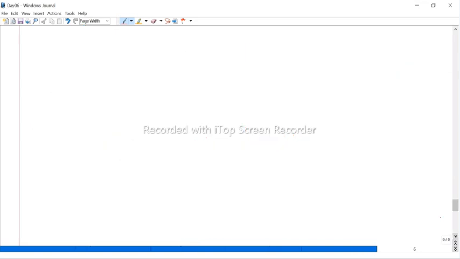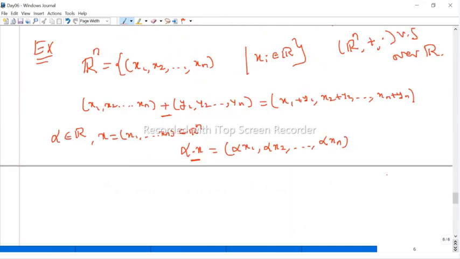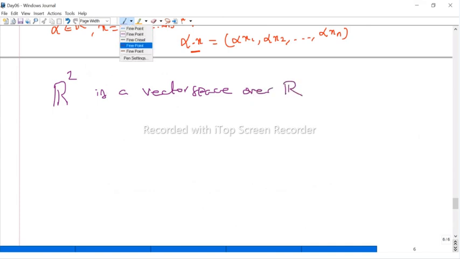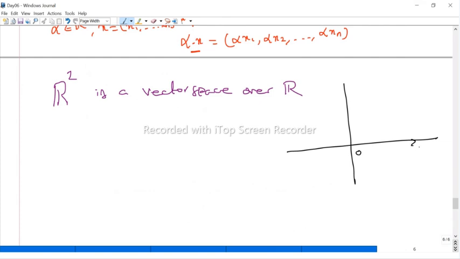So in R2, if you take the special case, this is true for any n. Suppose I am taking n equal to 2, the set of all ordered pairs, so it's nothing but our plane. So this R2 is a vector space over R. So if we take the specific case, R2 is a vector space over R. Now what are the subspaces? If you look at this, this is our R2. So this is the x-axis and this is the y-axis.